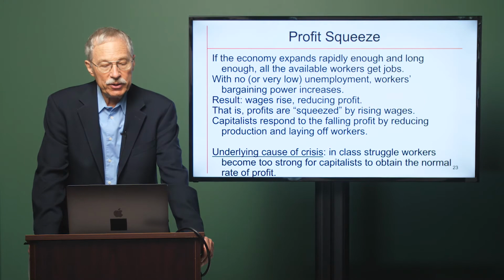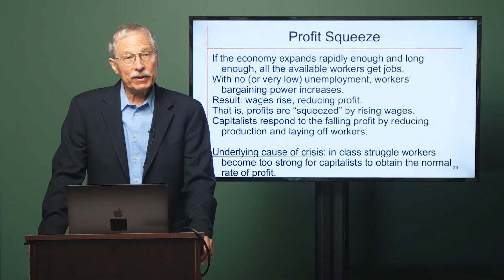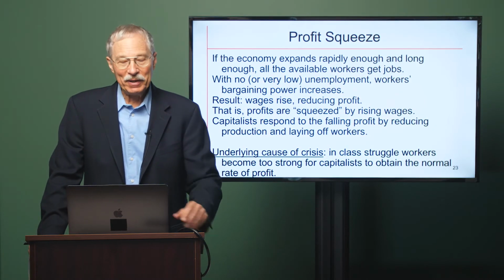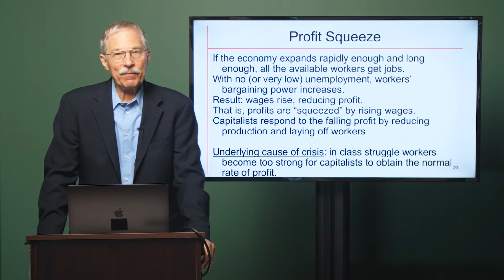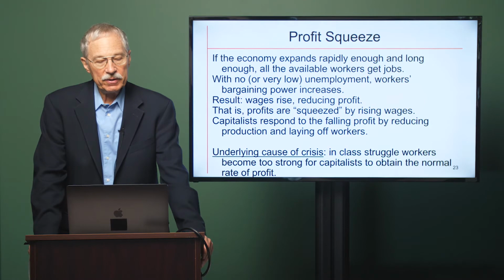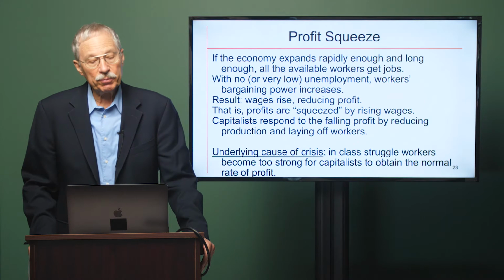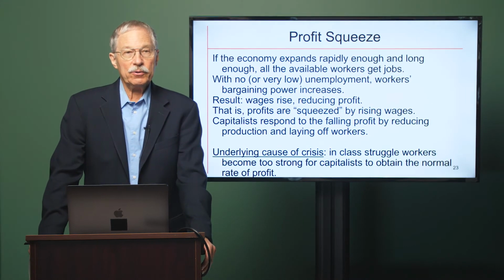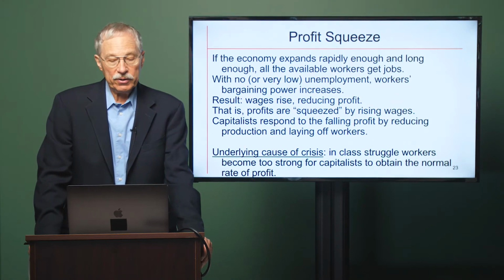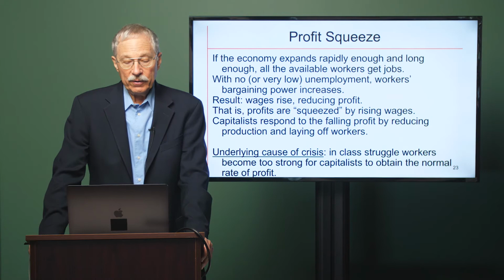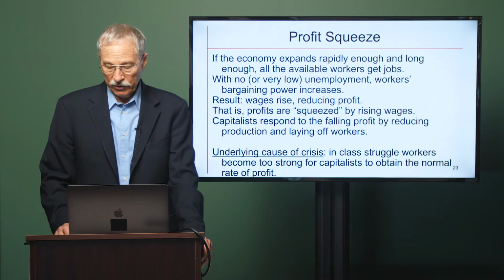As a result, wages begin to rise fast enough to reduce profits. The capitalists lose the ability to keep net output per worker ahead of the wage. That is, capitalists are squeezed. Capitalist profits are squeezed by rising wages. And capitalists respond to this falling profit by reducing production and laying off workers, waiting until conditions improve. In this type of crisis, the underlying cause is that workers are too strong for capitalists to obtain the normal rate of profit, rather than too weak, as in the case of underconsumption.